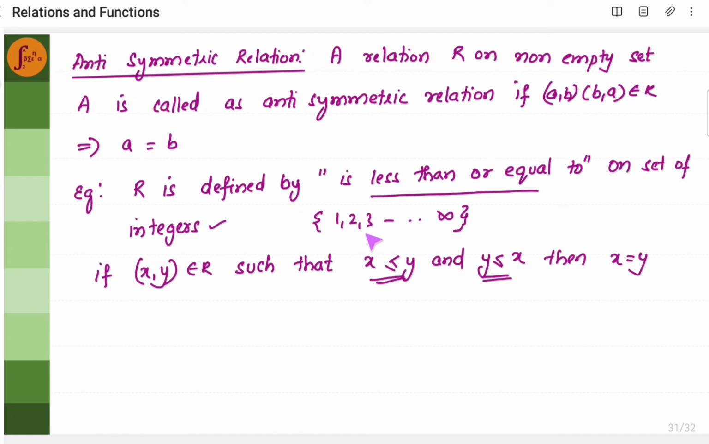No, right? It's not possible. The only possibility is if I take the same number, that is (2, 2), because in this case, 2 is less than or equal to 2 because 2 is equal to 2, right? Only in this case, this condition is satisfied. If you have a relation where x is equal to y and this belongs to R, say for example (2, 2), then such a relation is called an antisymmetric relation.